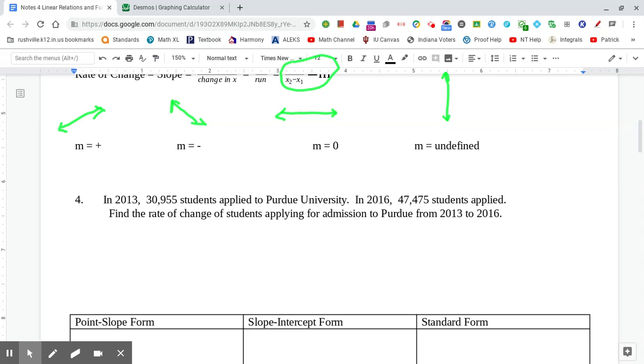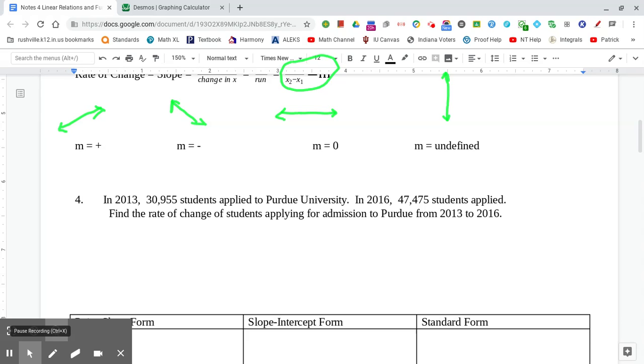So I want you to pause the video and think to yourself, which one is going to be the independent variable? Which one is going to determine the other one? I hope you answered that the year is the independent variable, and the reason is that the year is going to determine how many students apply.